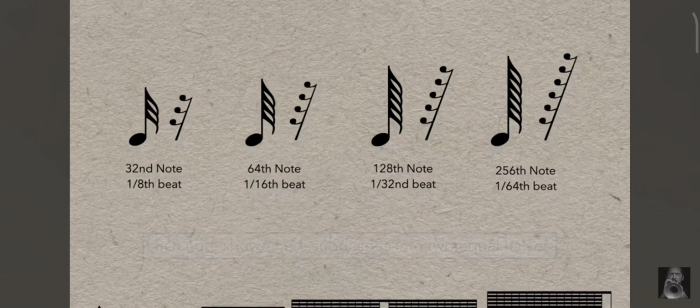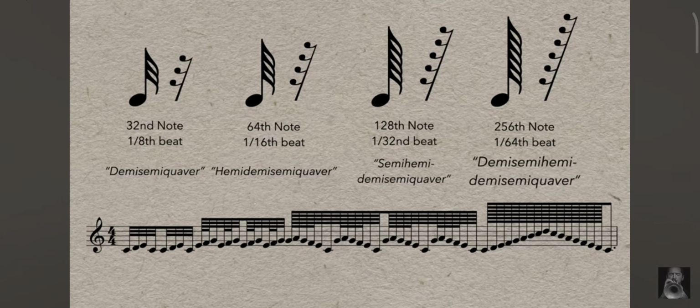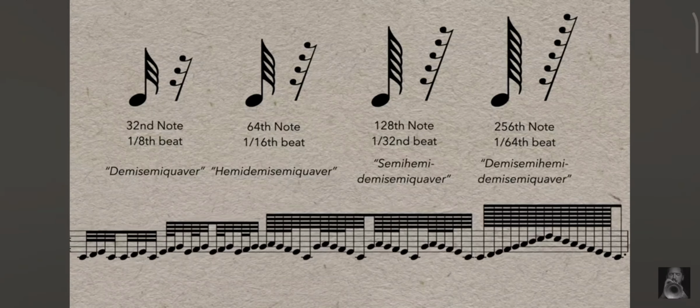These smaller subdivisions just get really cumbersome and difficult to read, so they're not used too often, and 16ths are usually fast enough anyway. Not to mention the fact that it's barely possible to say "demisemihemidemisemiquaver" with a straight face. Also, just listen to this nonsense. You may see these from time to time.